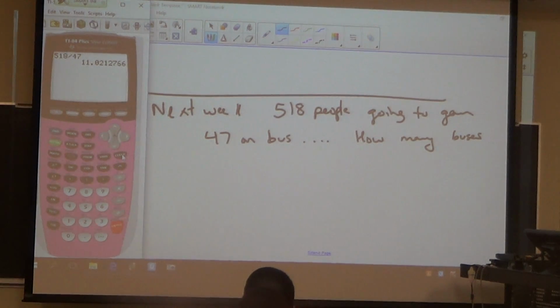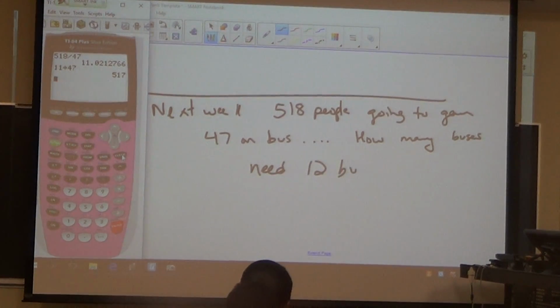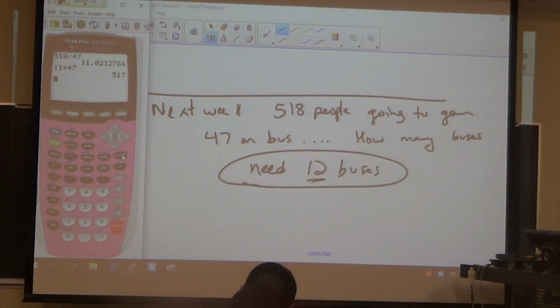There's one person extra. We have 11 buses times 47 people. How many buses do I need? You still need 12 for one express.